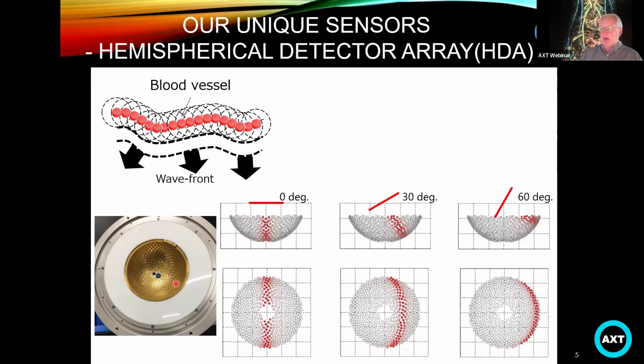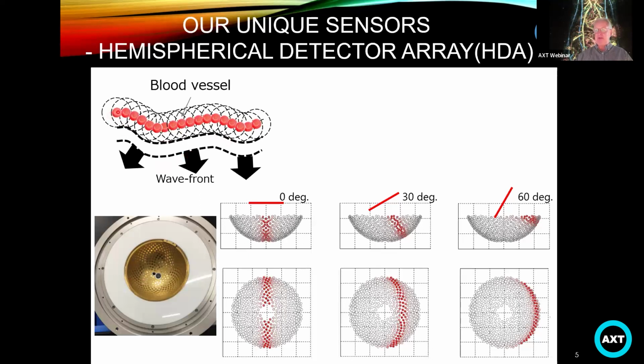Now, with this hemispherical detector array, as you can see here below, there's a small orifice in the center for the laser, and then next to it, the orifice for the camera. And the array itself has 512 microphones, detectors, in a fixed pattern, which don't shift from that orientation. When the laser excites, in this case, the red blood cells in the blood vessels, it produces a combined wavefront.